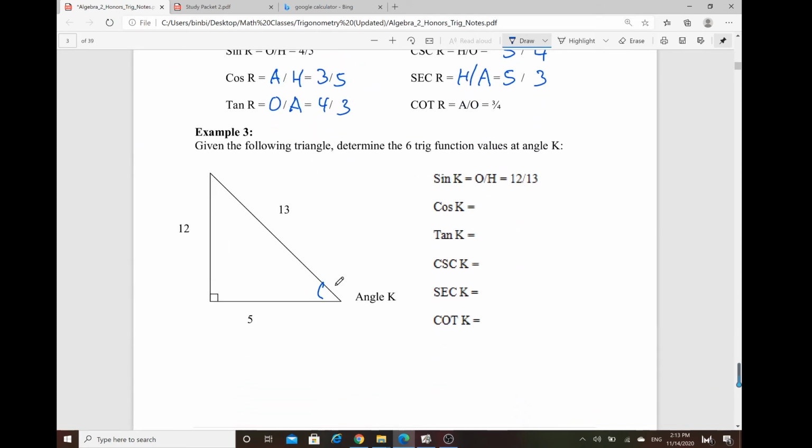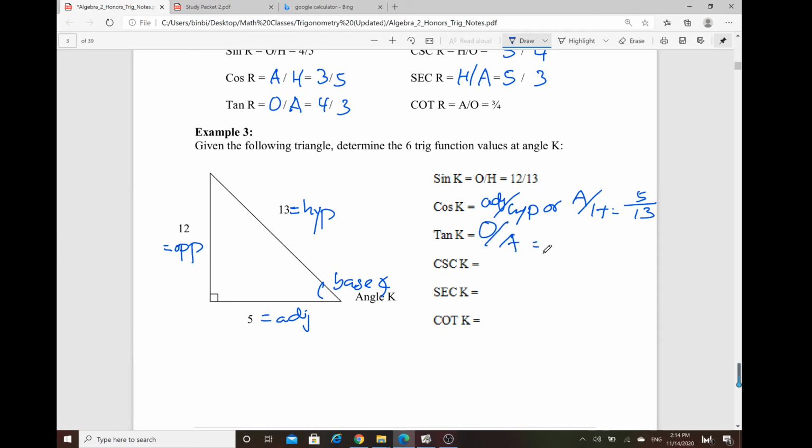Angle K is the base angle. So 5 is the adjacent, 12 would be the opposite, and 13 would be the hypotenuse. So cosine of K, similar to the previous one, is adjacent over hypotenuse, or A over H, so 5 over 13. I just wanted to get you used to the ratios, the formulas for the trig ratios. Tangent of K is opposite over adjacent, so that would be 12 over 5.